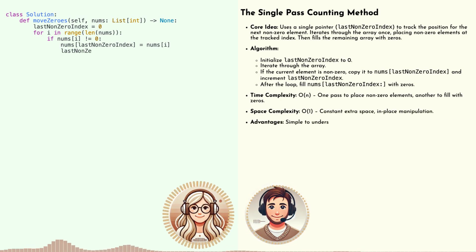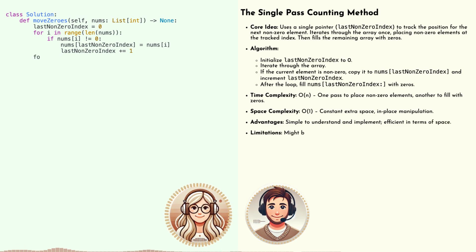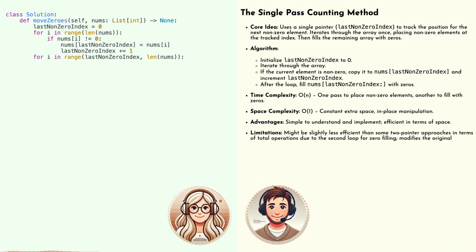Well, there's something called the single pass counting method, and it's all about trying to touch each element as few times as possible. Single pass. Yeah, that sounds cool. If we can do it all in one go, how would that work? Okay, so imagine we have our array, but this time we only have one pointer. We'll call it last non-zero found at. It starts at the beginning, just like our left pointer before.